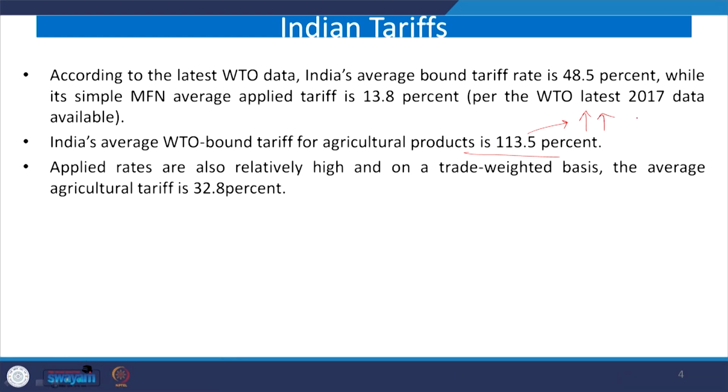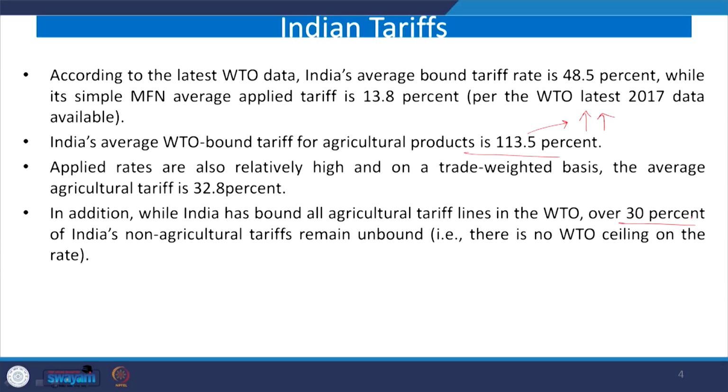and to protect those informal sectors. Applied tariff rates are also relatively high on a weighted trade basis. The average agriculture tariff, so far as the applied tariff rate, not the bound rate, is concerned, is only 32.8%. In addition, while India has bound all agriculture tariff lines in the WTO, over 30% of India's non-agriculture tariff lines remain unbound.